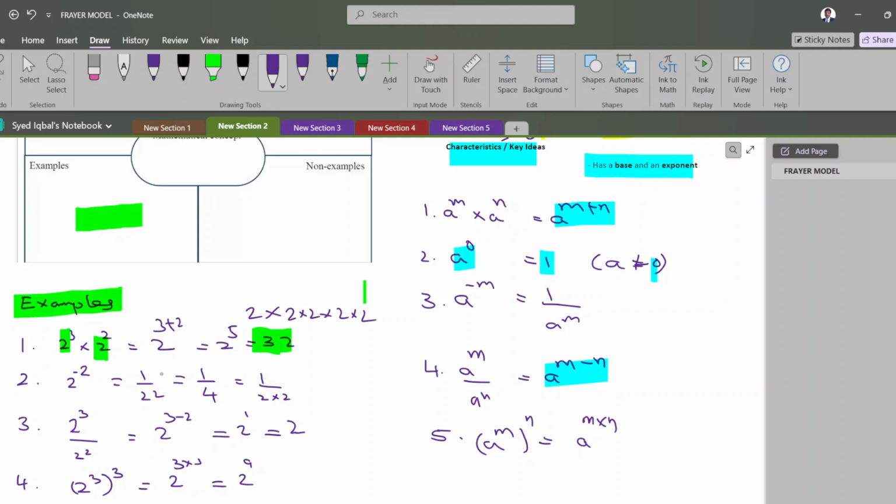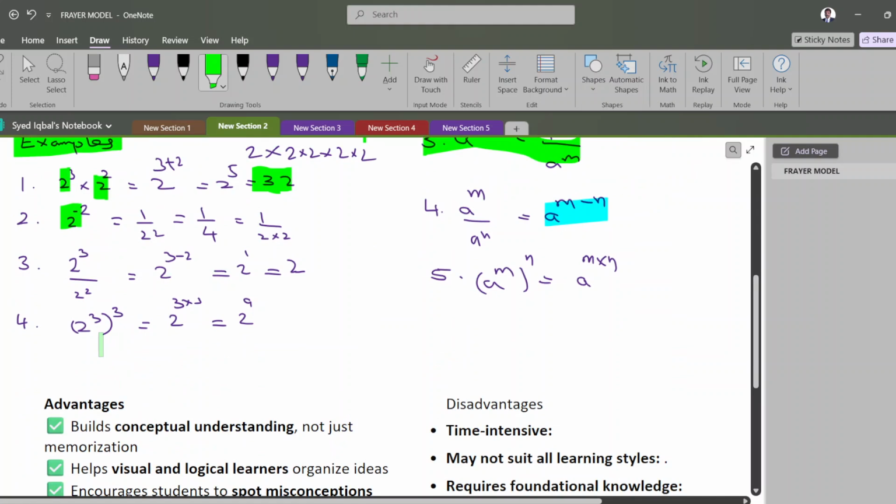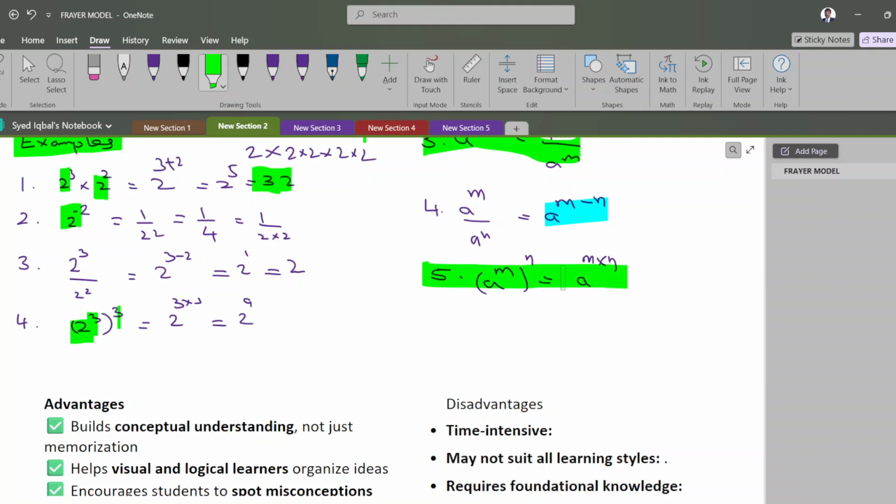And 2 to the power of minus 2 is 1 by 2 to the power of 2, since there is a minus power. It goes with this property. 1 by 2 squared, 2 into 2, is 1 by 4. 2 to the power of 3 divided by 2 to the power of 2: the base is the same, so subtract the exponents if they are in quotient form, numerator and denominator. Then a to the power of m, whole to the power of n, is the fifth property. 3 times 3 is 9, so 2 to the power of 9, which comes to around 512.